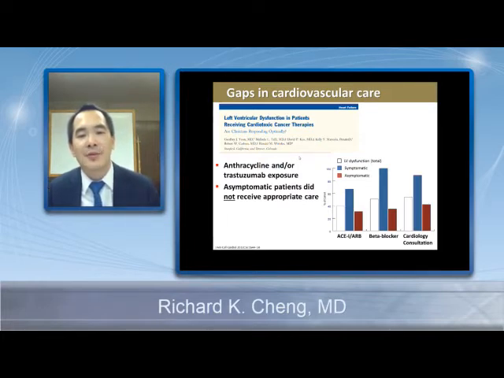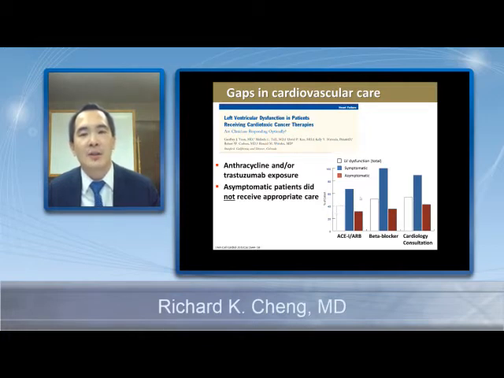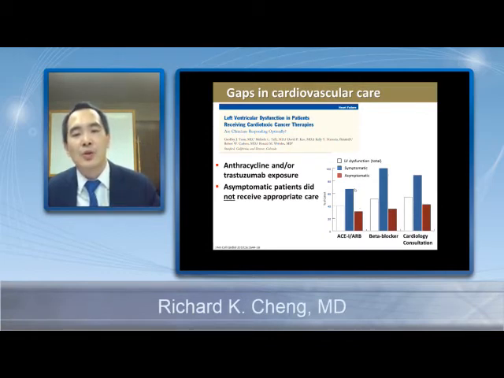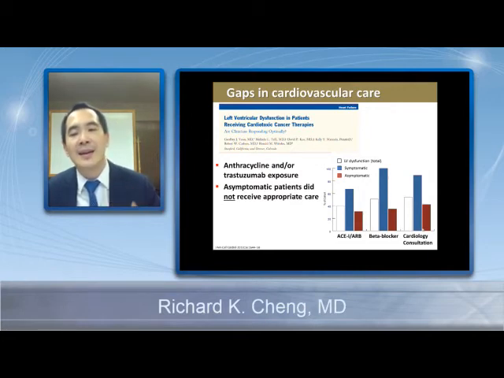In this study from Stanford, they looked at patients exposed to anthracyclines or trastuzumab. Here, what we see is in white, your total cohort, blue are your symptomatic patients, red are your asymptomatic patients. What they found is for your symptomatic patients, there's still a large group that did not receive ACE inhibitors. Most patients receive beta blockers, most of them were referred to cardiology. But for asymptomatic patients, despite the fact that they had LV dysfunction, a majority actually did not get ACE inhibitors, a majority did not get beta blockers, a majority were not referred to cardiology.